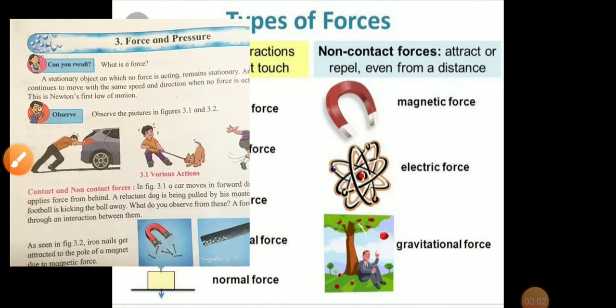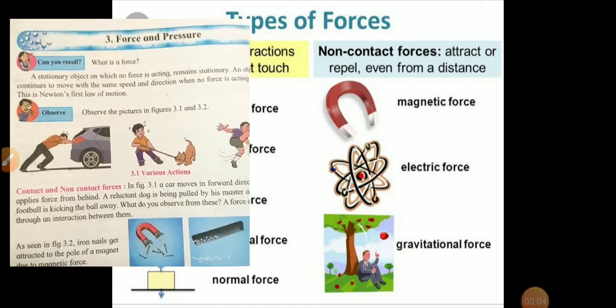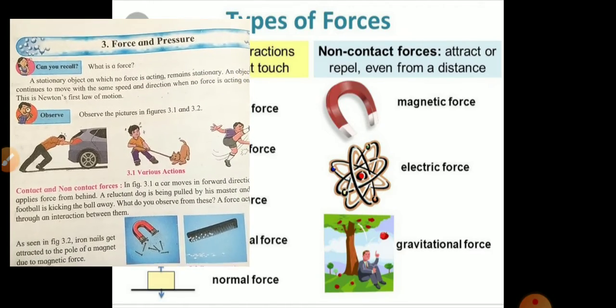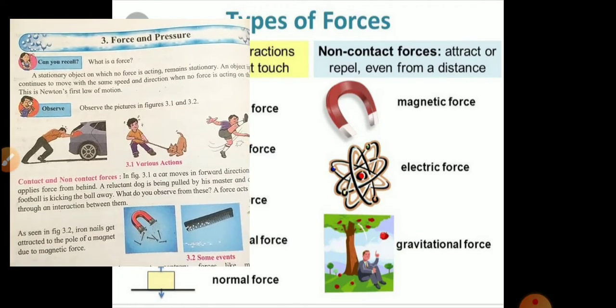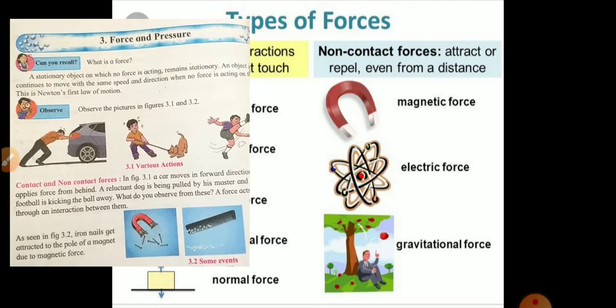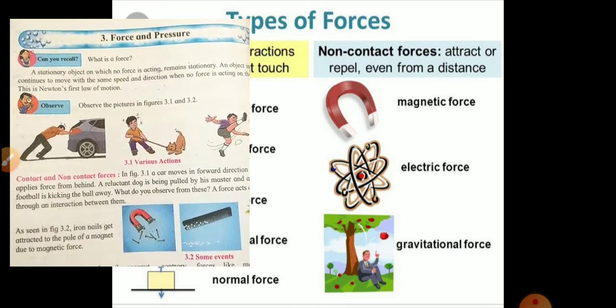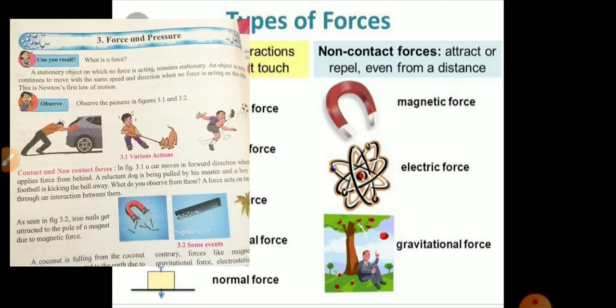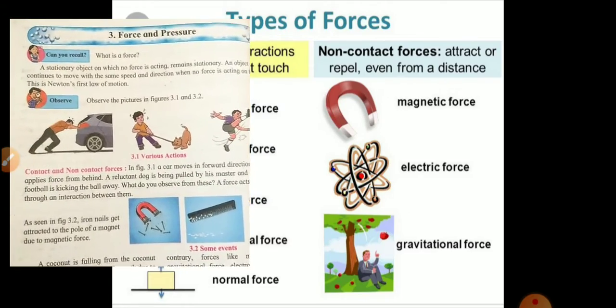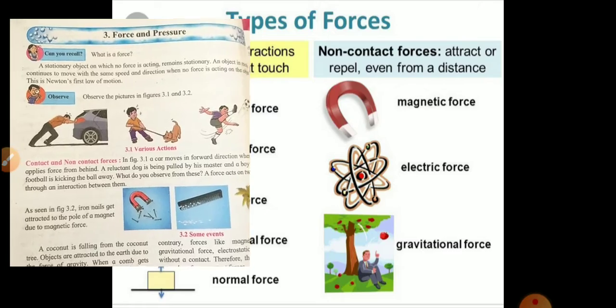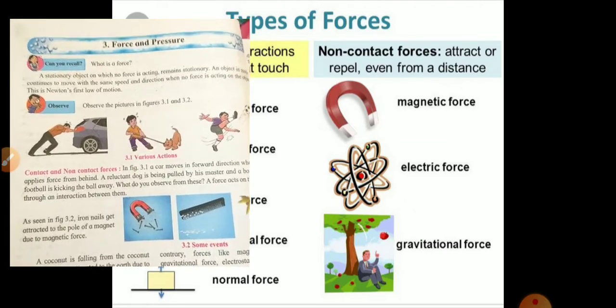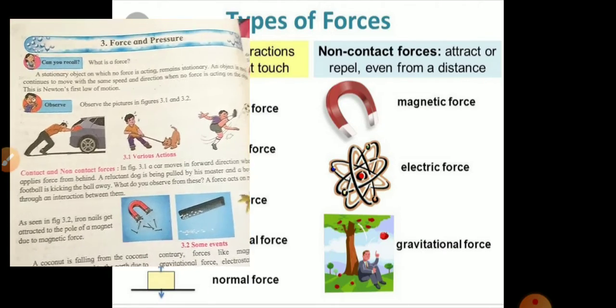Standard 8 Science. We'll start chapter number 3, Force and Pressure. See on page number 14, Force and Pressure, the third chapter. Today we are going to start. First we'll see the introduction.